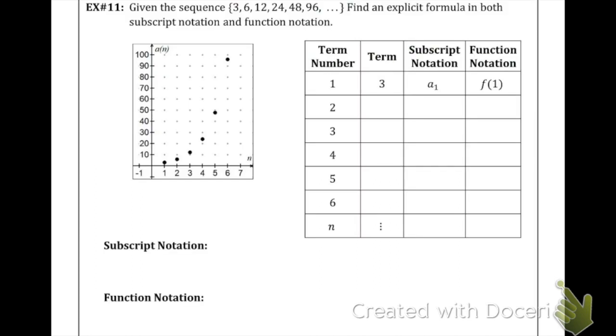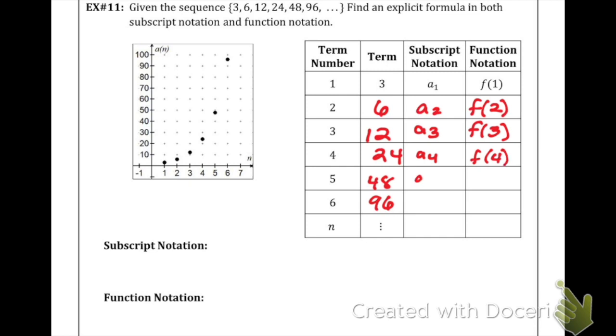All right, so let's put this into play. So example 11, we're given a graph. Let's find our ordered pairs. So 1, 3, I'm going to say we're at 2, 6, 3, 12, 24, 48. Hopefully you can see the pattern by now. We are doubling it each time. This is my second term, which is the same as f of 2, third term, which is the same as f of 3, fourth term, which is the same as f of 4, fifth term, which is the same as f of 5, sixth term, which is the same as f of 6, and then our a sub n term, which is the same as f of n.